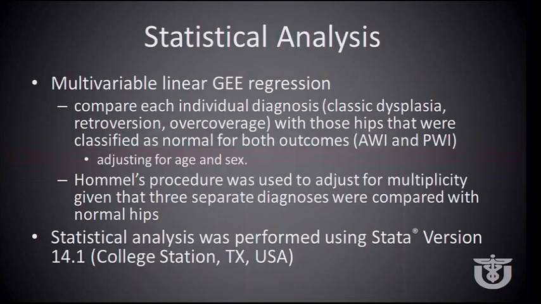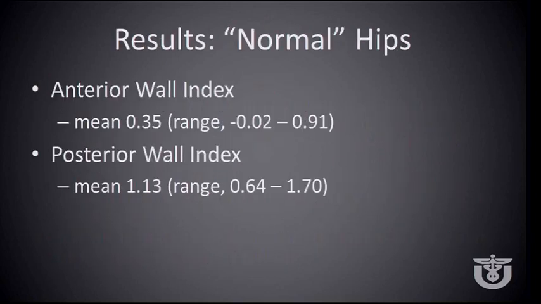We did the statistical analysis with multivariable linear regression with a couple other corrections, and we're fortunate to work with a very good statistician, so I don't honestly know all of the details of this, but I think it's fairly rigorous statistical analysis. So here are the results. In normal hips, the anterior wall index had a mean of 0.35, posterior wall index a mean of 1.13, and I'll show you what that means and perhaps put it into perspective with what the Bern group had previously published.